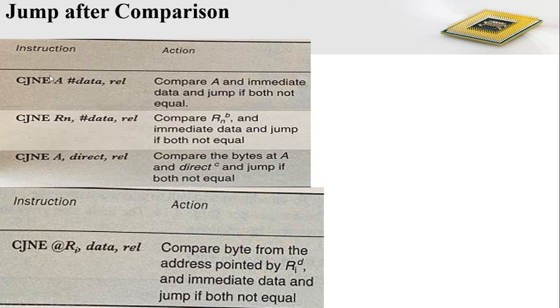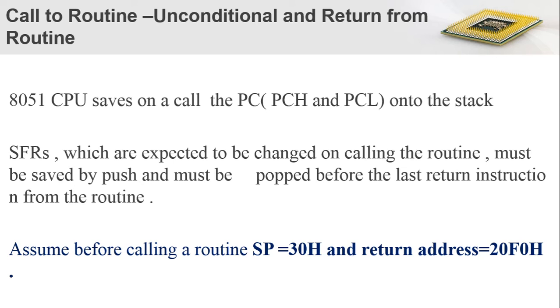So this CJNE means compare and jump if the operands are not equal. Here we have three operand parts: two for comparison and the third indicates the relative location to which we need to jump after comparison. Okay. Next we have the call instructions.